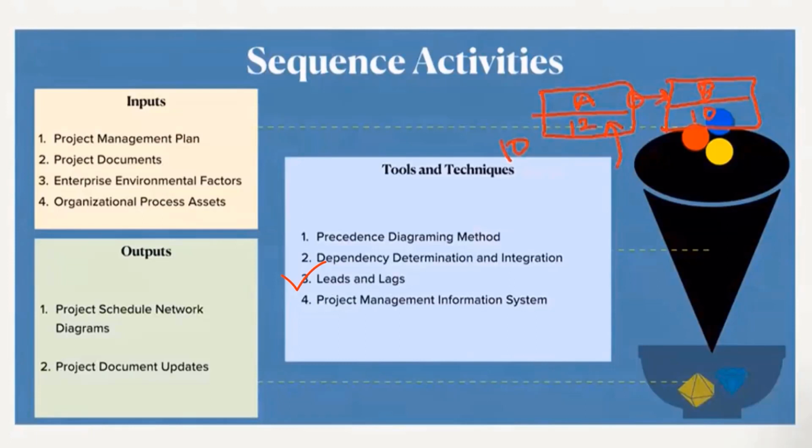So similarly, lag. Lag means instead of 12 weeks, this activity is completed in 14 weeks. Right? So what is the lag here? 14 minus 12, 2. So 2 weeks of lag. So in this way, we can estimate that B can only start in the worst case after 14 weeks. These techniques are important. So that is leads and lags. And then we have the PMIS. We discussed the project management information system.